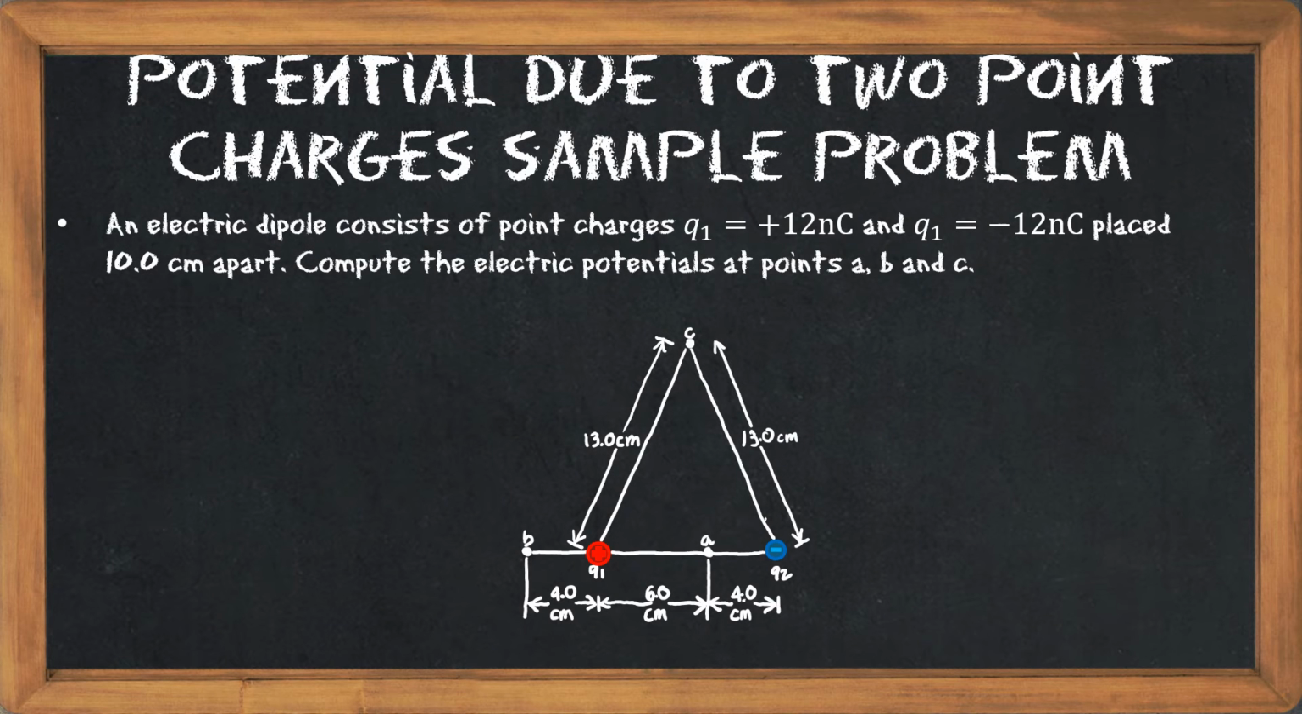Potential due to two-point charges sample problem. An electric dipole consists of point charges Q1 equals positive 12 nanocoulombs and Q2 equals negative 12 nanocoulombs, placed 10.0 centimeters apart as seen in the figure. Compute the electric potentials at points A, B, and C.